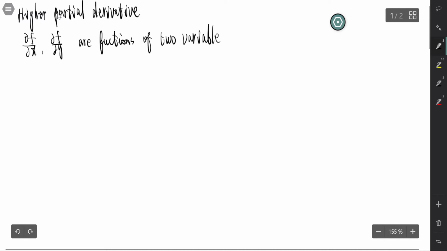We call this partial squared f, partial x squared. That is partial x of partial f partial x: take the derivative with respect to x again. That is the second partial derivative.